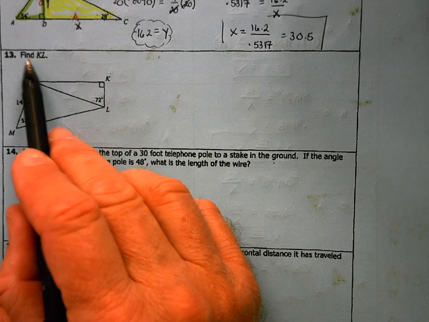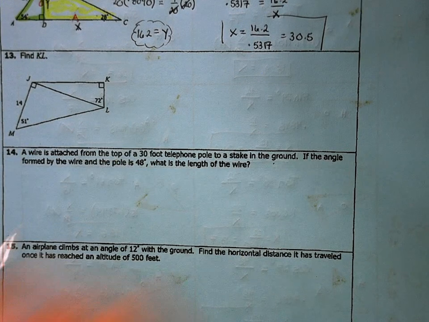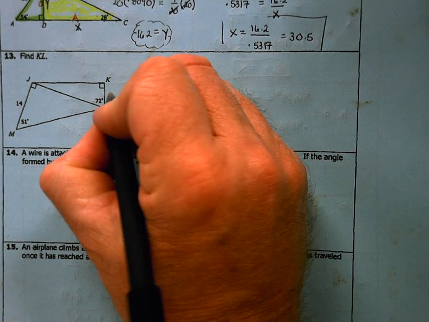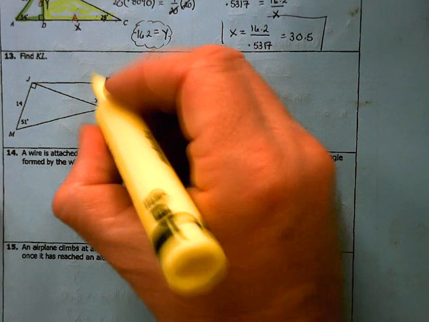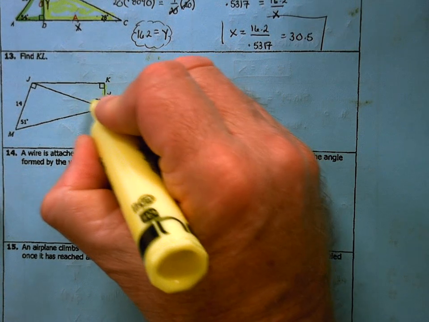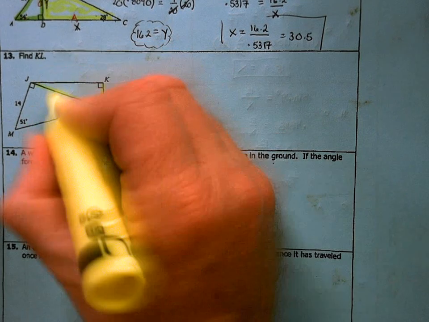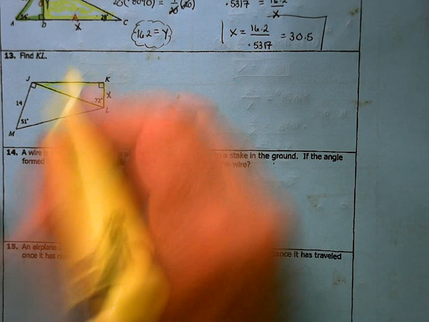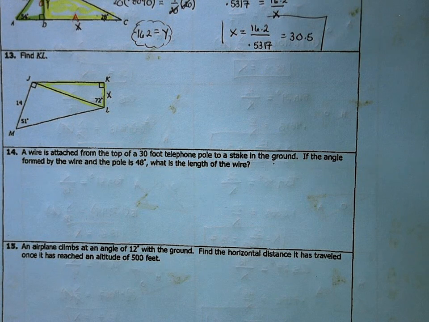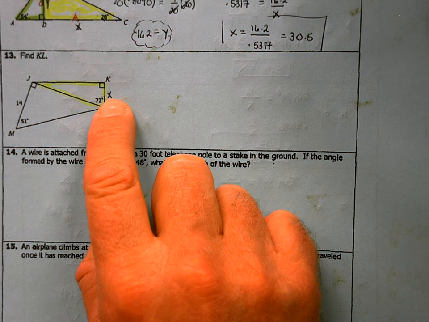So notice we're finding k to l. So I'm going to mark k to l as x. All right, but if you notice, k to l is part of this triangle here that I'm outlining in yellow, and there's no values for side jk or side jl. So this problem right now is impossible to solve for x.